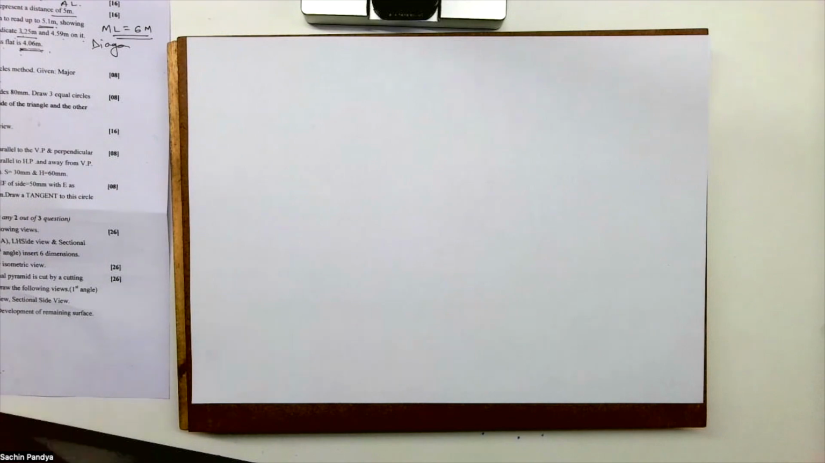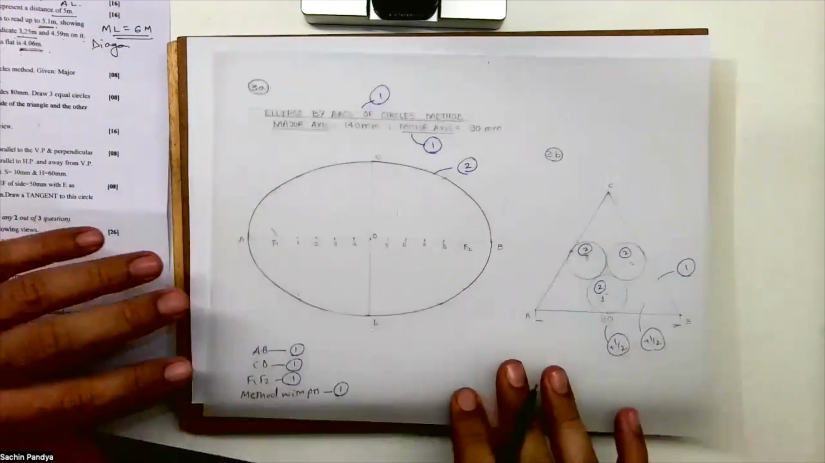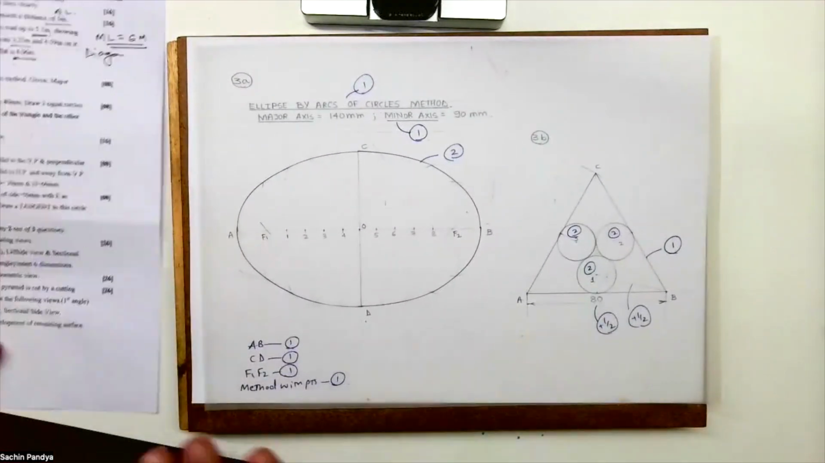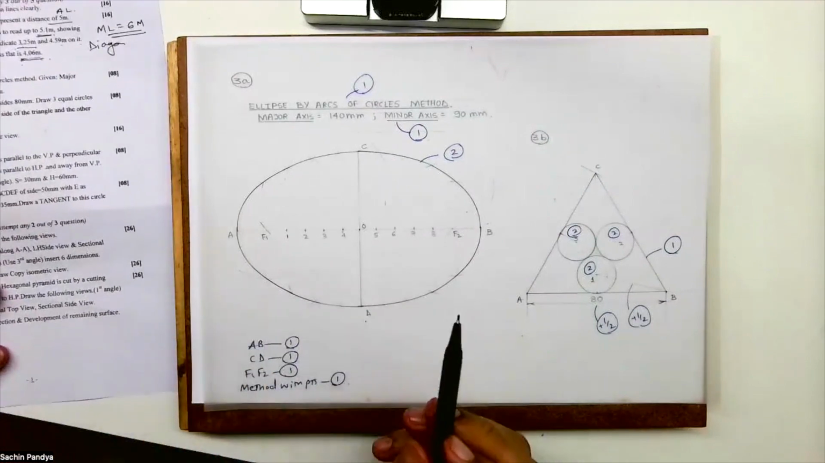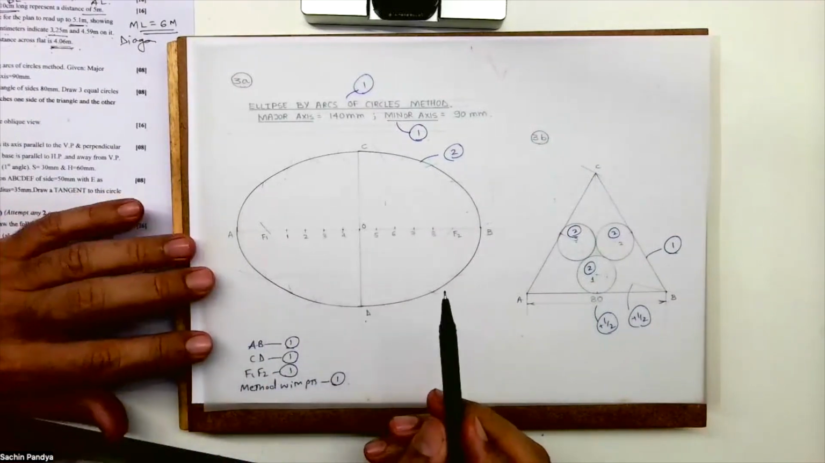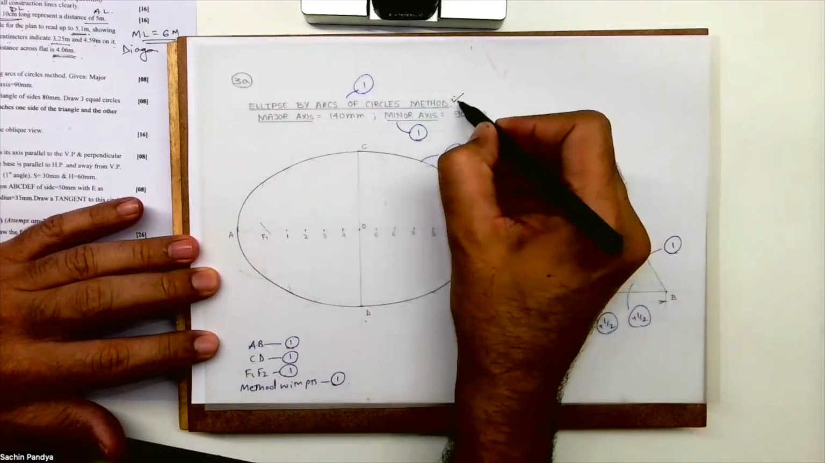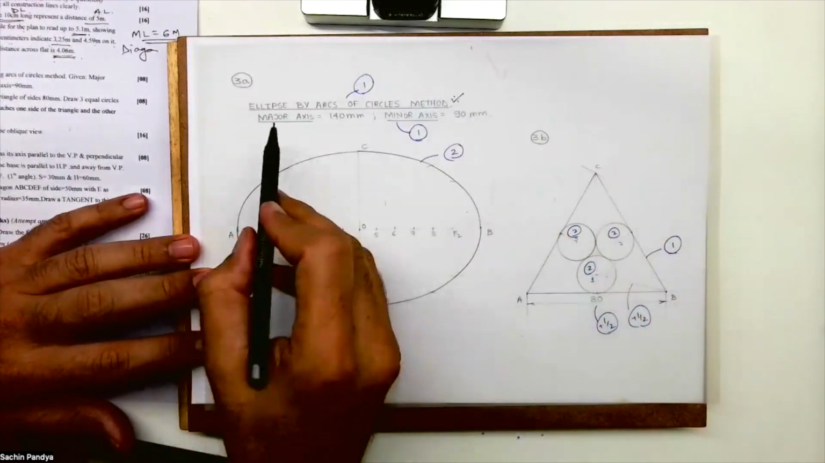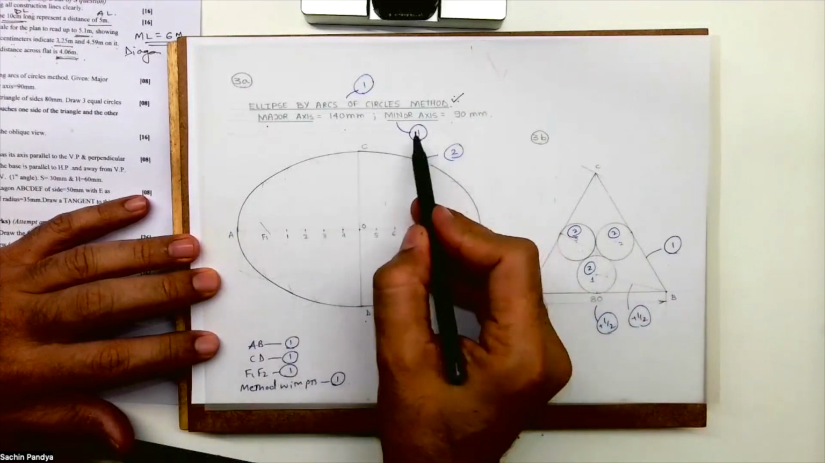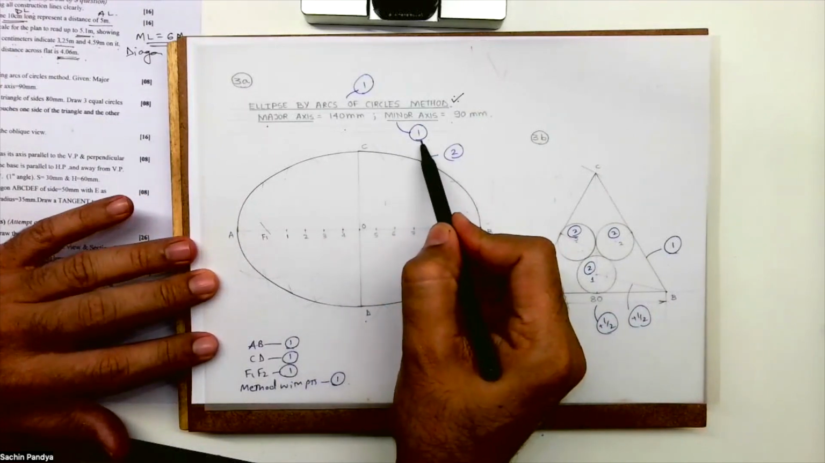In third, we have two parts, 3A and 3B. It says, draw an ellipse by arcs of circle method. Remember, we have to draw a guideline and write the name of the method. That is for 1 mark. Then we have to write major axis and minor axis. That is for 1 mark, right?